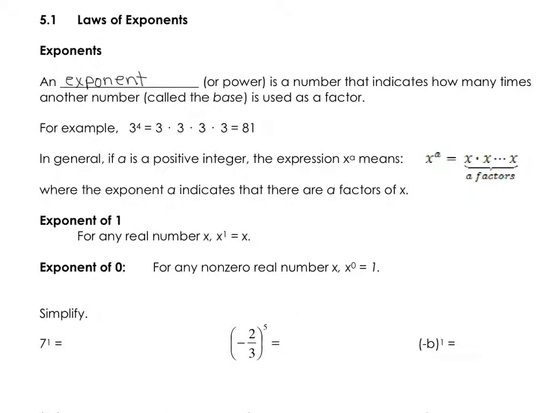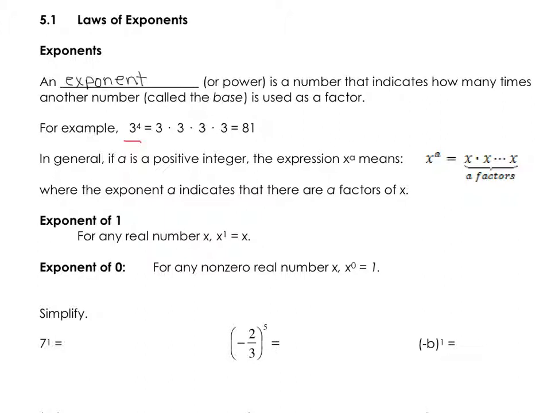Section 5.1, Laws of Exponents. An exponent, or power, is a number that indicates how many times another number, called the base, is used as a factor. For example, 3 raised to the 4th power, 3 with an exponent of 4, means that you write down 3, that's the base, 4 times. So you write down 3 4 times, you multiply them together, you get 81.